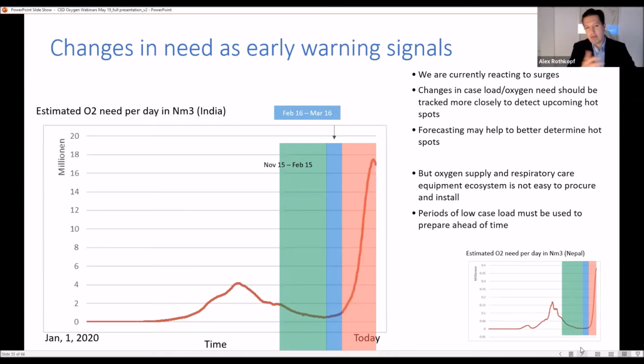So if you look back, and I'm presenting here data for oxygen need in India on the left-hand side, and for Nepal, because it's front of mind for many people these days. If you look at the oxygen need here, you always see the same story. There is a decline in cases and therefore in need. And that decline, or the relaxation phase, should be used to prepare, right? It would give us an opportunity for some time to prepare the system against the next surge.